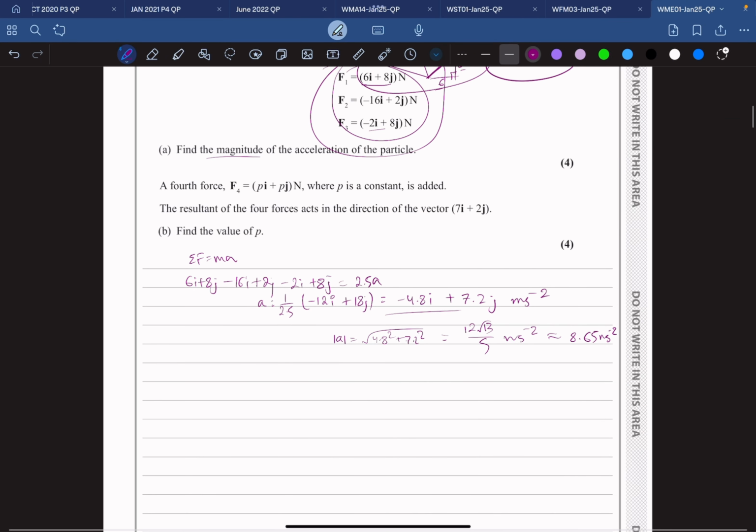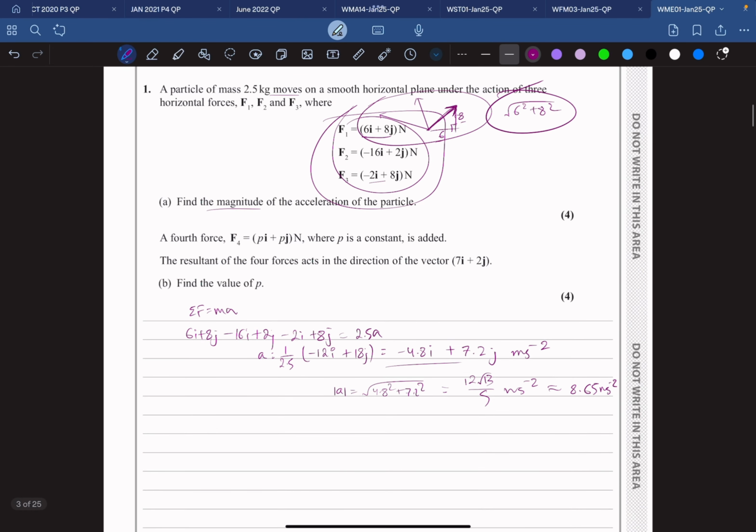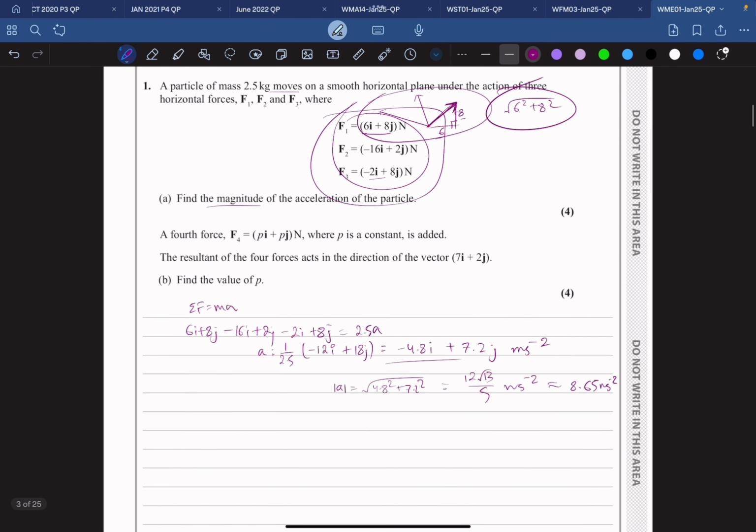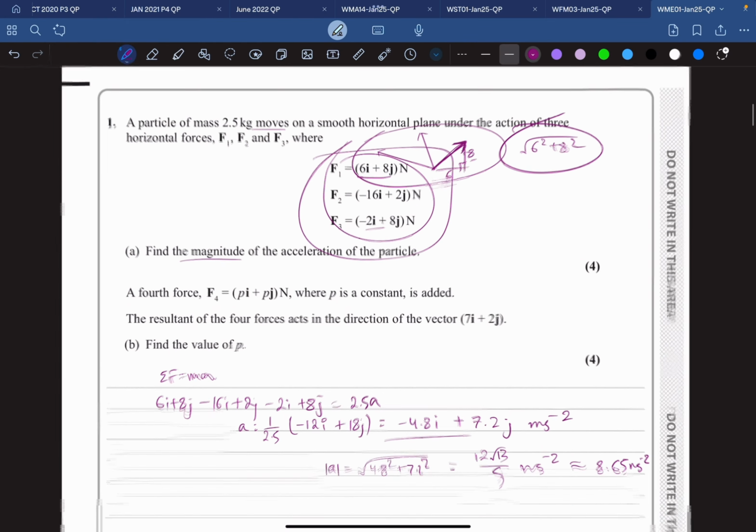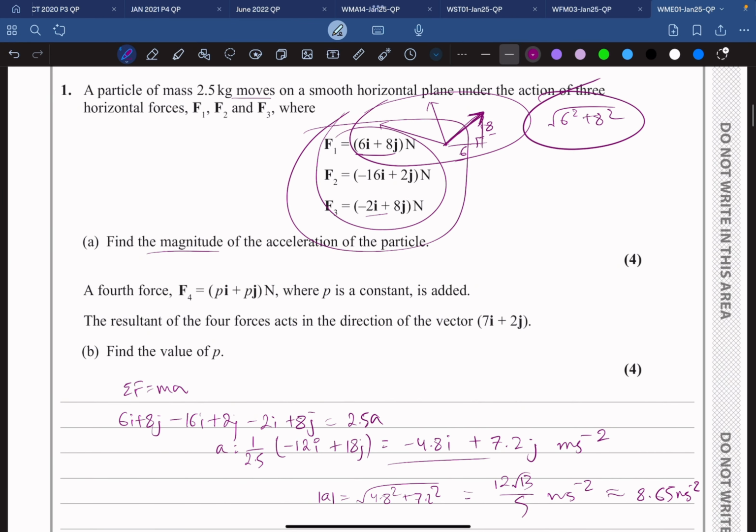Okay. A fourth force F4, Pi plus Pj newtons, where P is a constant, is added. Okay, another force is now being added, and the resultant of the four forces acts in the direction of the vector given. Now, here's the thing. It doesn't even matter that there's a mistake in the question, because we understand what they're trying to say.